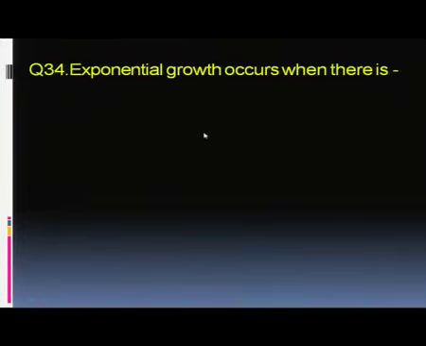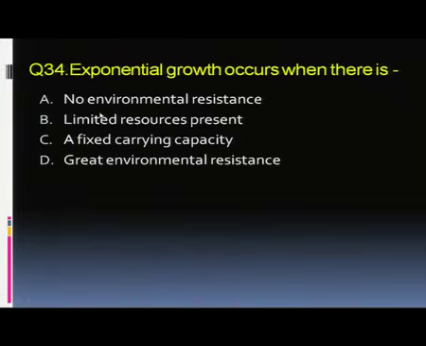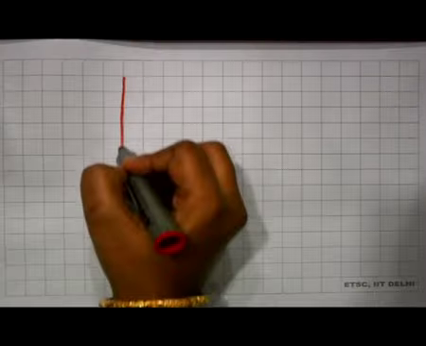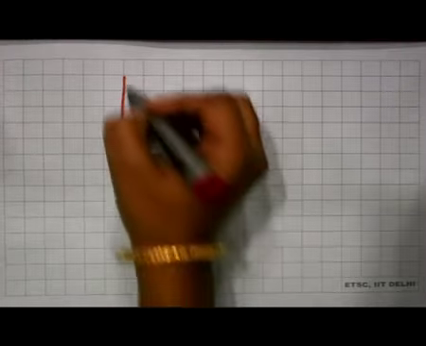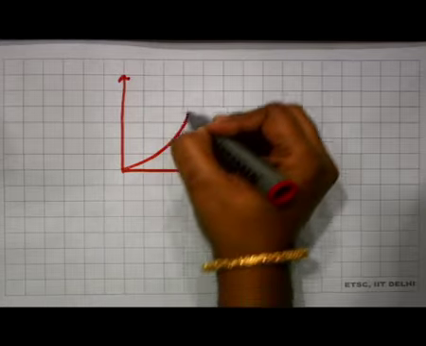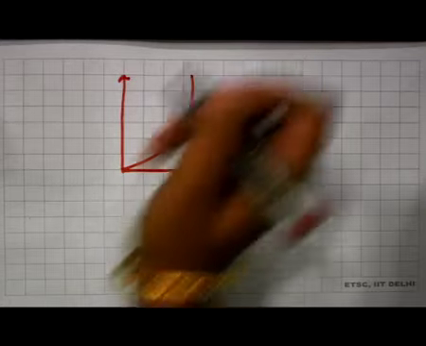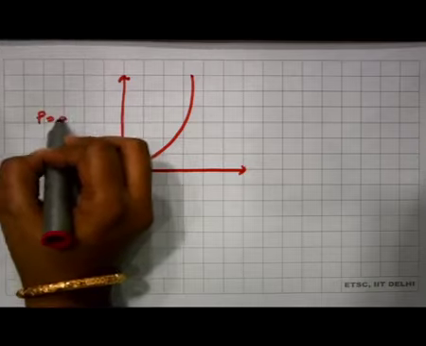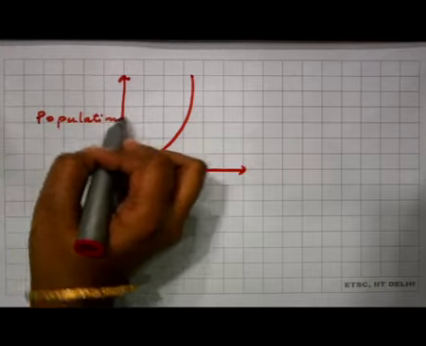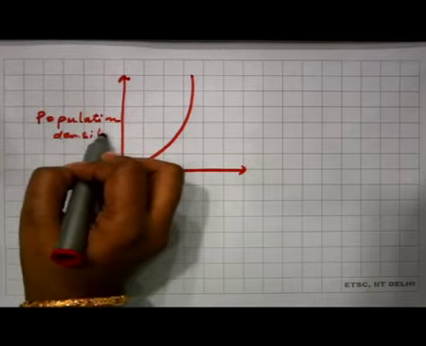Moving on to the next question. Exponential growth occurs when there is A. No environmental resistance, B. limited resources present, C. a fixed carrying capacity, D. great environmental resistance. So, here we are talking about exponential growth. The exponential growth curve actually comes out to be a J-shaped curve. There is exponential growth if we plot the graph between population density with respect to time.